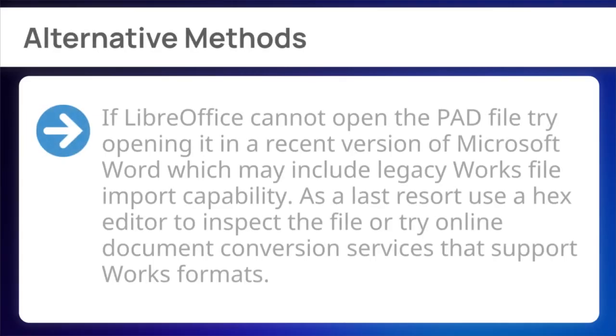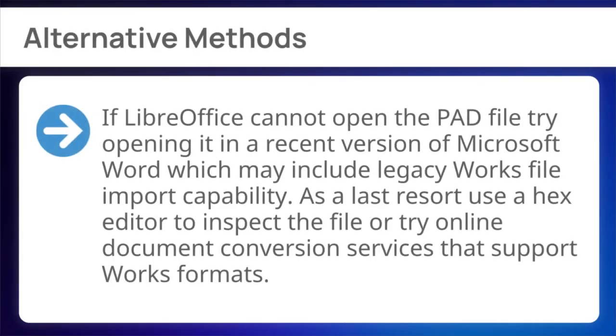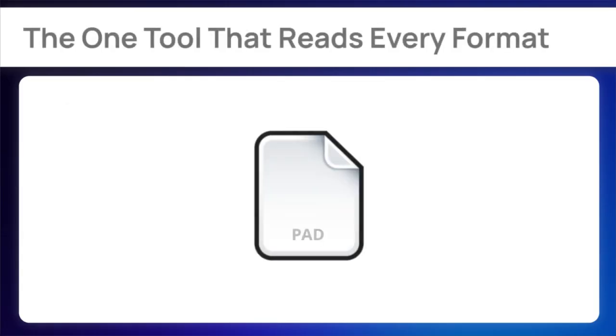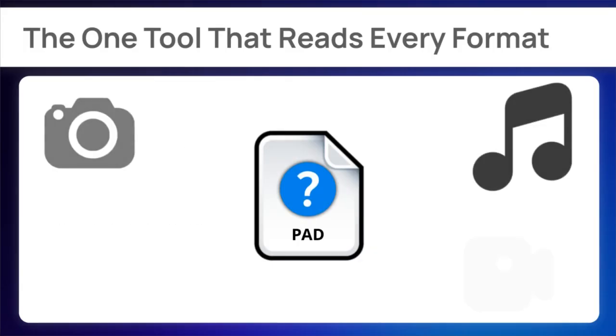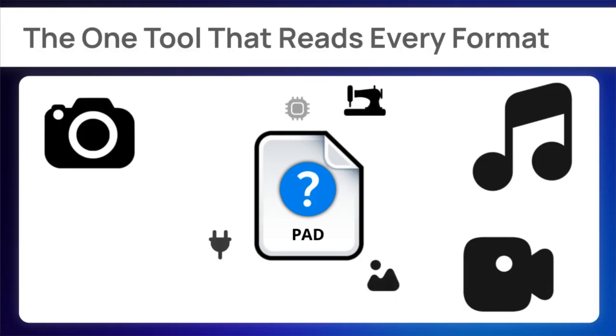Finally, alternative methods. If LibreOffice cannot open the PID file, try opening it in a recent version of Microsoft Word, which may include legacy Works file import capability. As a last resort, use a hex editor to inspect the file or try online document conversion services that support Works formats. If compatibility checks failed, it is likely because the file extension name is shared by different developers for unrelated formats, causing your PC to use the wrong reading language.